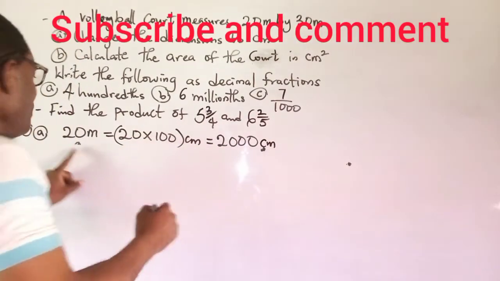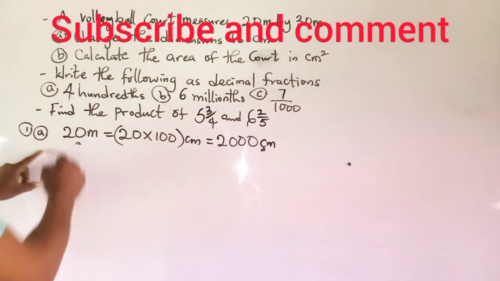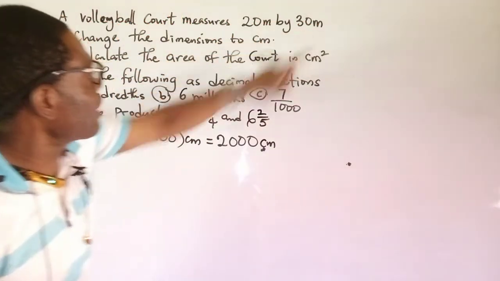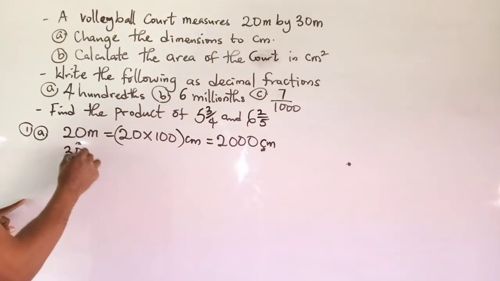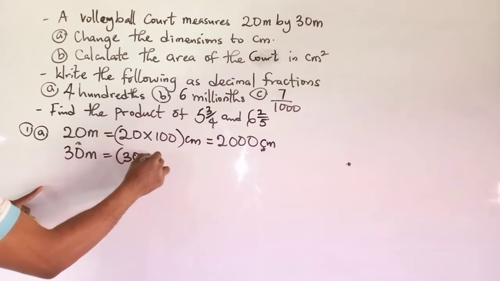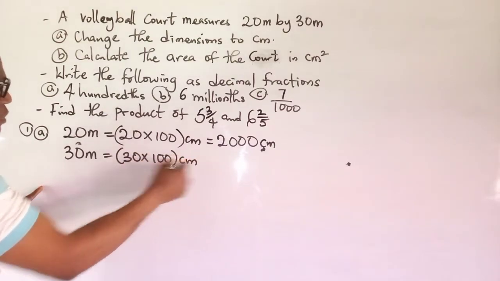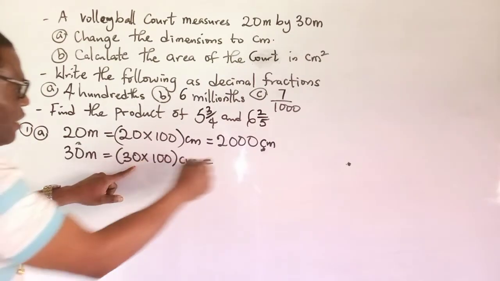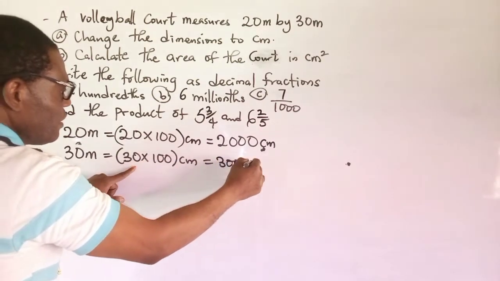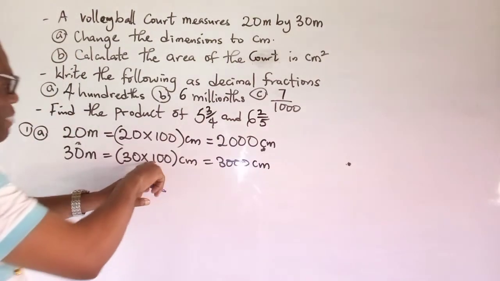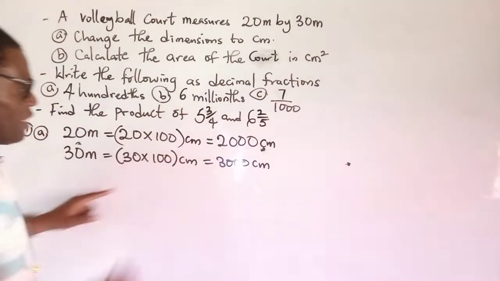So here we also have 30 meters. So we have 30 times 100. That will give us centimeter. Multiplying that, just add the zeros, and we have 3000 centimeter.